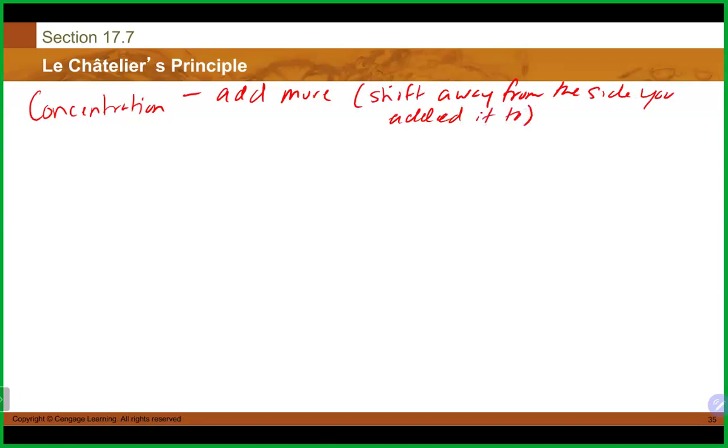So what do we mean when we say side? When we're talking about the side, we're really talking about the equation, as you look at it as it's written. On the left-hand side are reactants, right? On the right-hand side are products. So we're talking about, did I add more reactants? Did I add more products? That's what we mean when we talk about shifting away from the side. So when you add, it goes away. Add away is the way to remember that.